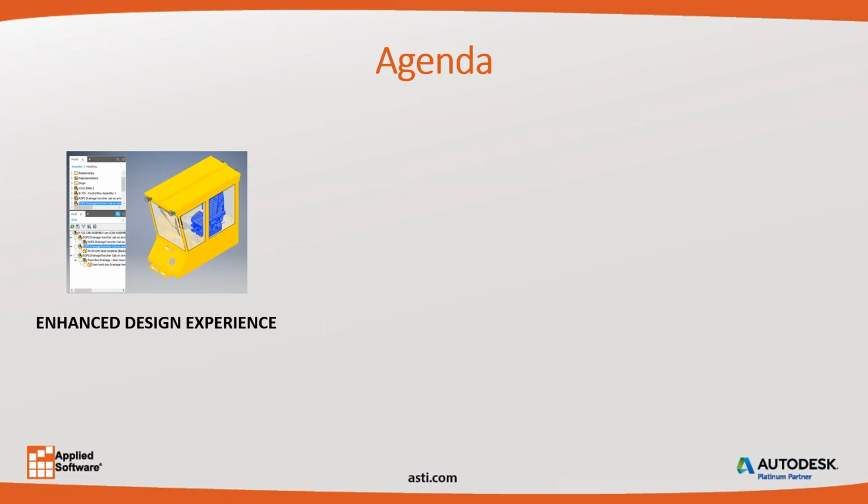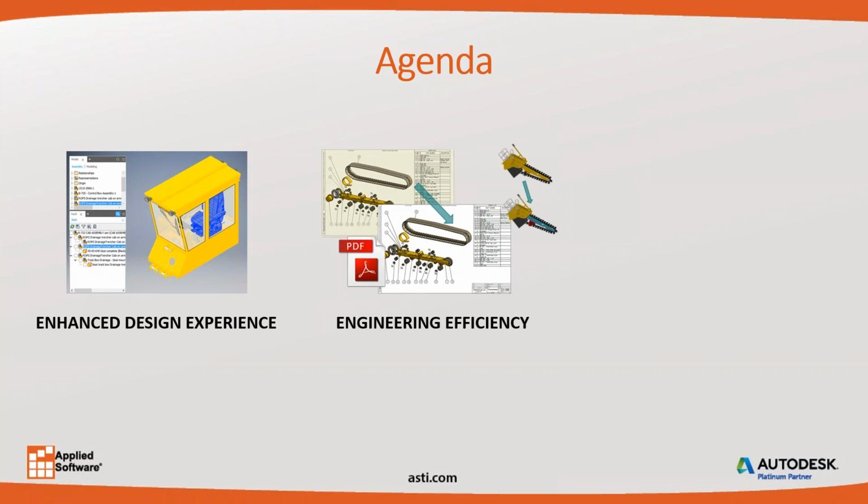In addition, we'll be talking about engineering efficiency. This is where Vault 2018 improves downstream communication and keeps all teams on the same page by automatically publishing and sharing PDFs during the release process while protecting access for native engineering drawings.